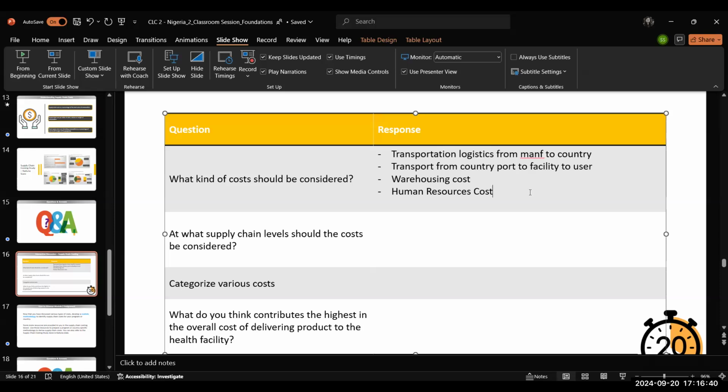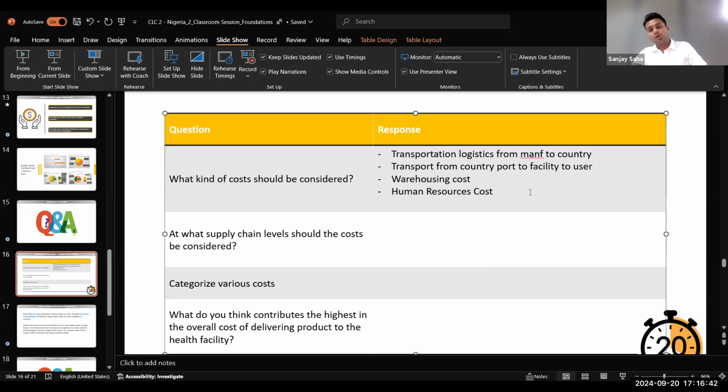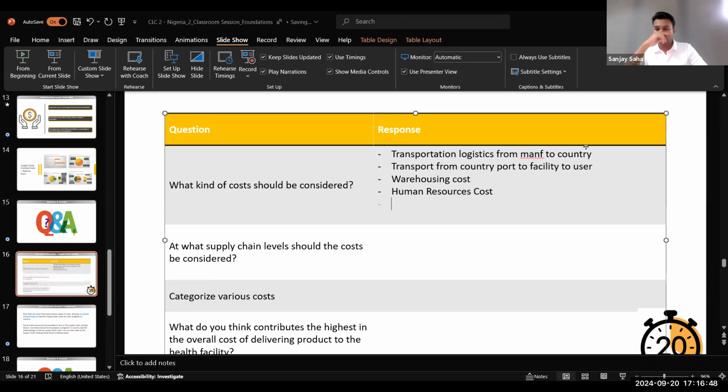What else can we add? Anyone else who would like to add on to the costs that we should consider when we are doing a supply chain costing study? There are some other costs which Isaac has missed. Anyone else? Yes, Evan.